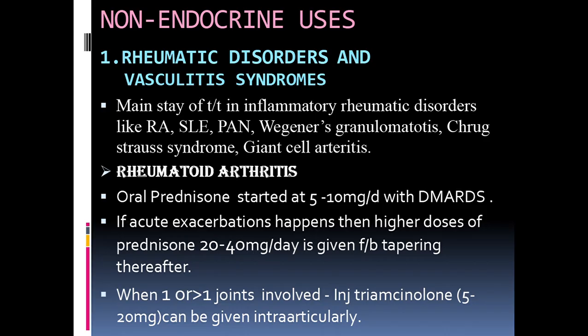that is disease modifying anti-rheumatoid drugs like sulfasalazine, methotrexate, etc. If acute exacerbations happens, then higher doses of prednisone 20 to 40 mg per day is given, followed by tapering thereafter. When one or more than one joints involved, injection triamcinolone 5 to 20 mg can be given intraarticularly.